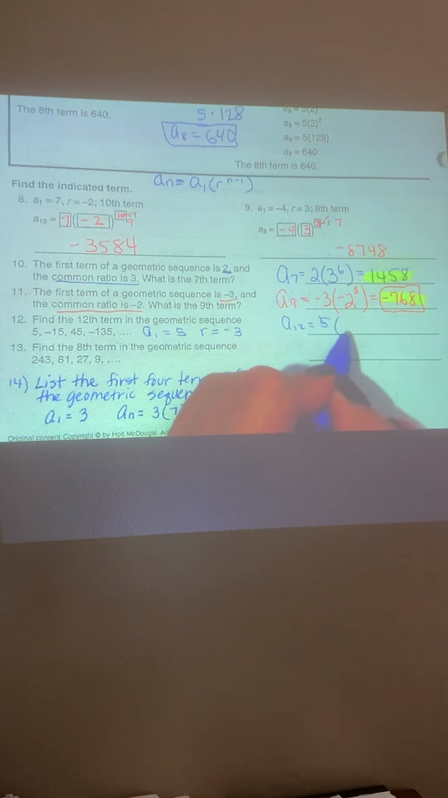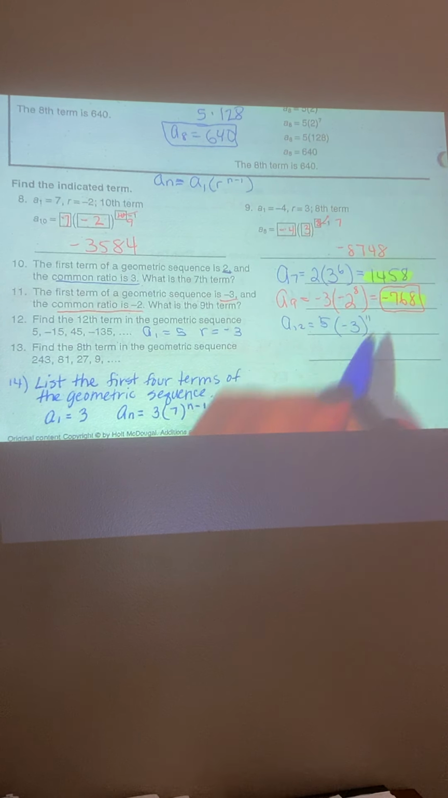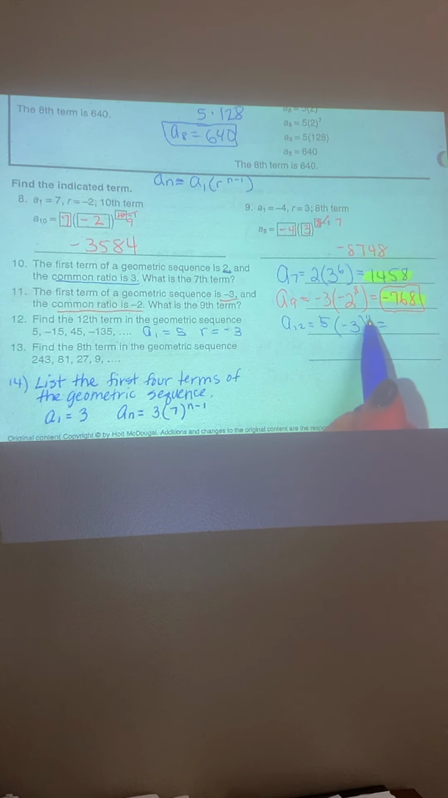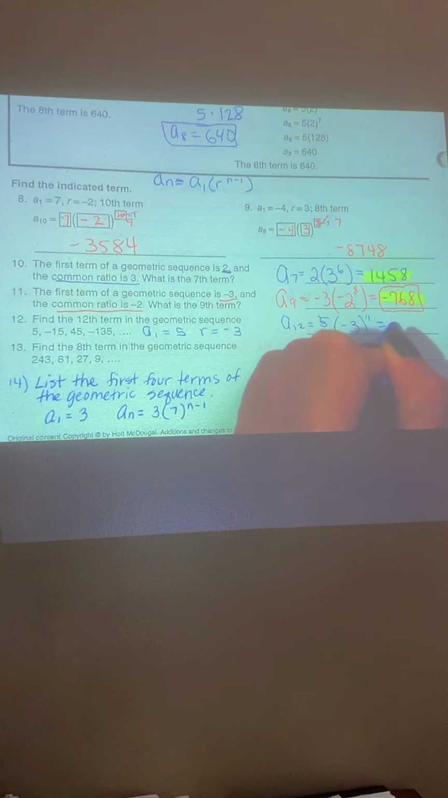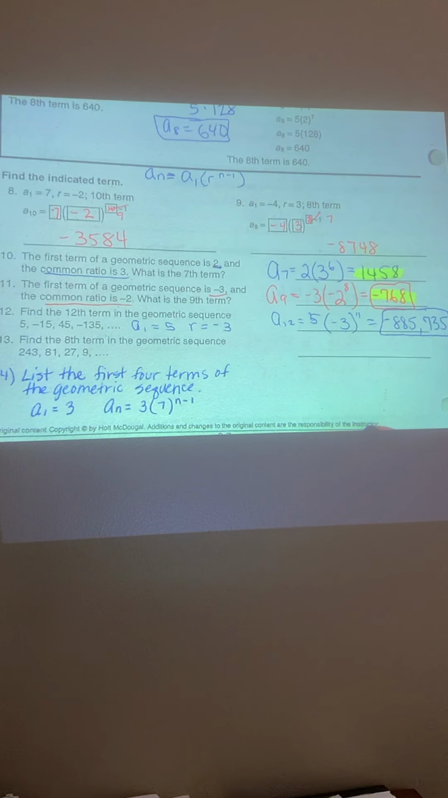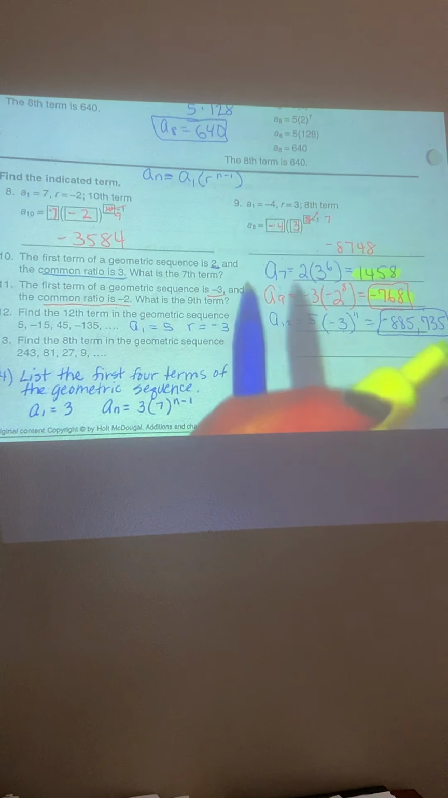So the 12th term, A_12 equals first term, 5, common ratio, negative 3, to the 12 minus 1. Now, notice I put the 11 out here, whereas I have the 8 in here. It does not matter. I'm going to get the same answer. Negative 3 y to the x 11 equals, times 5 equals, and we get negative 885,735. People, don't take my word for it. Make sure you're doing this yourself. I'm getting these answers on your calculator.